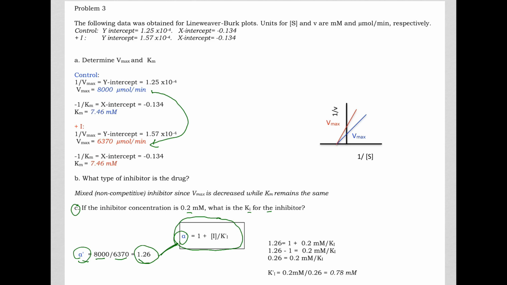Now, the inhibitor concentration is 0.2 millimolar. We put that in here, and we can then find the value of Ki. We plug in these numbers and we get Ki, and Ki comes out to be 0.78 millimolar.